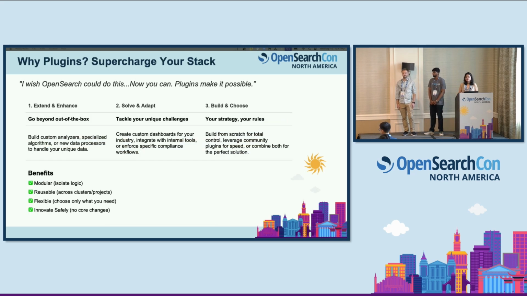But why do we need plugins? Think of a moment when you would have said, I wish OpenSearch could do this. Plugins make that wish a reality. They let you extend and enhance the core OpenSearch functionality, from custom analyzers to specialized algorithms. They let you adapt to your unique challenges, like integrating with internal tools or building custom dashboards for your industry. They let you build and choose, which means you can either build a plugin from scratch, leverage existing community plugins, or combine both for the perfect solution.